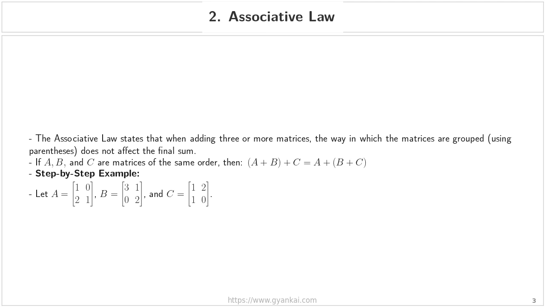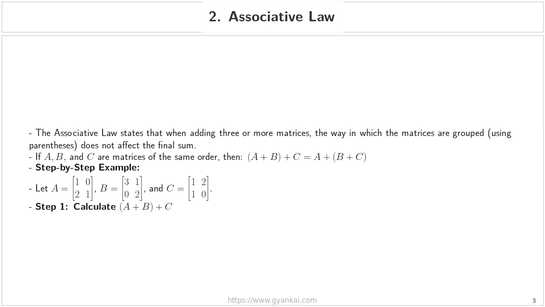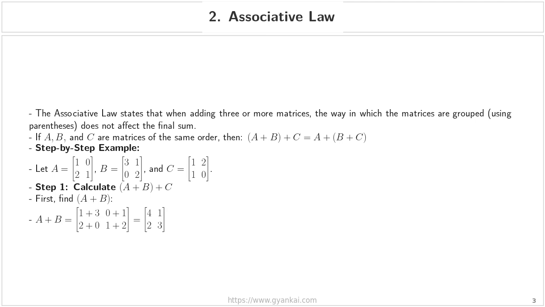Finally, matrix C contains 1 and 2 in the first row and 1 and 0 in the second row. First, let us calculate the left side of our equation, the sum of A and B, then added to C. We begin by finding the sum of A and B by adding their corresponding elements. We get a matrix with 4 and 1 in the first row and 2 and 3 in the second row.